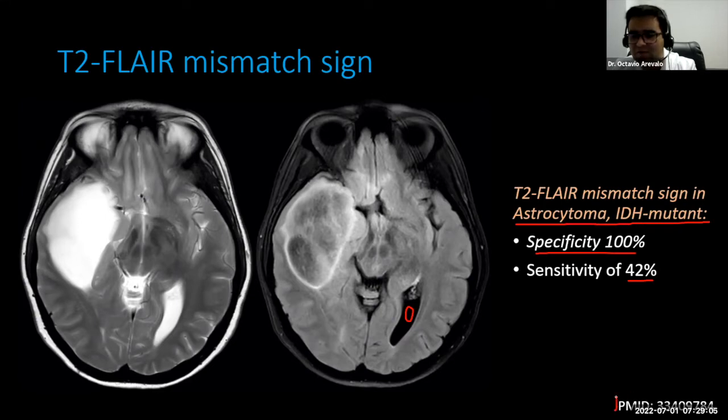This is a very, very beautiful meta-analysis published in European Radiology in July 2021. This was authored by the South Korean group, and they pooled a few hundred of these patients published in the literature, and they found out that the specificity was super high. So you have to know this. If you see this in an adult, you can say in your report, the findings are consistent with an astrocytoma IDH mutant. So this is very interesting.